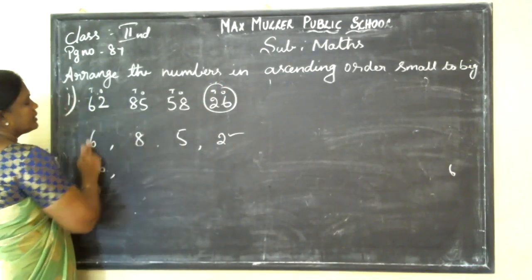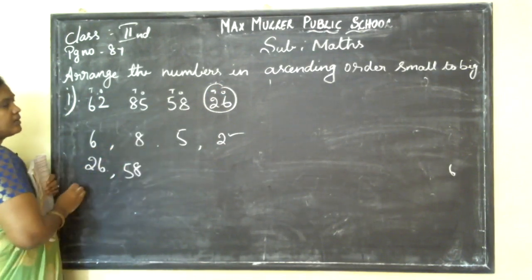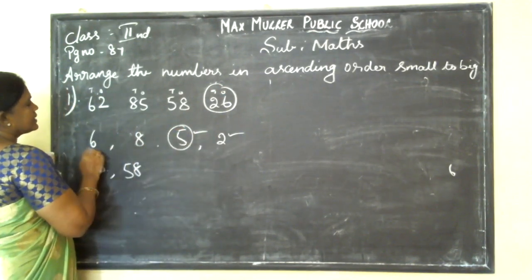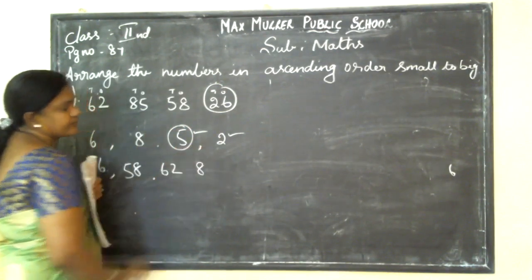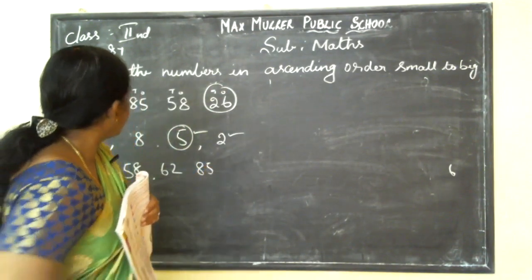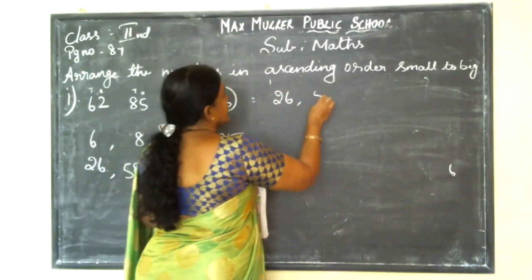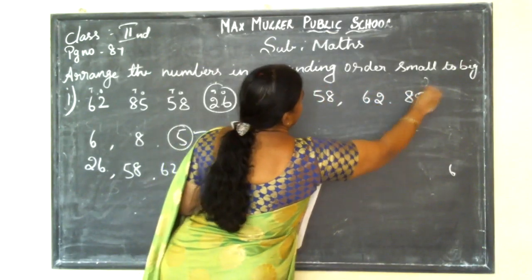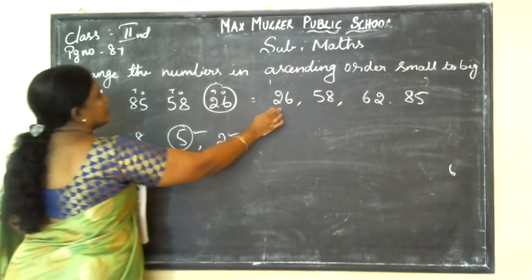In these three numbers, which one is small here? 58. We finish this also. 6 and 8: which one is small here? 6. 62. 8 means 85. So you write neatly in the textbook. First one is 26, 58, 62, 85. So this is the answer, children. You write neatly, small to big.